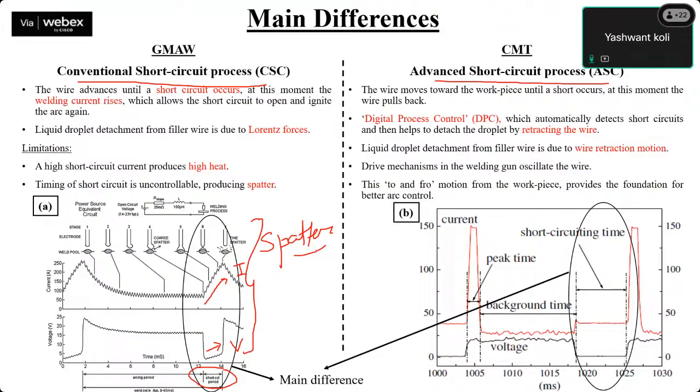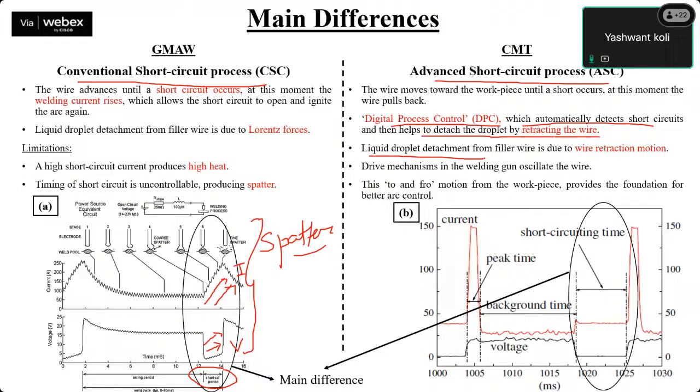transfer, and when the droplet is detached, more heat input is given, because the heat input formula we are well known, like eta VI by S. As heat input is directly proportional to current and directly proportional to voltage, the heat input will increase at the same process parameters. Okay, so in CMT, the digital process control automatically detects the short circuit and helps to detach the droplet by retracting the wire.